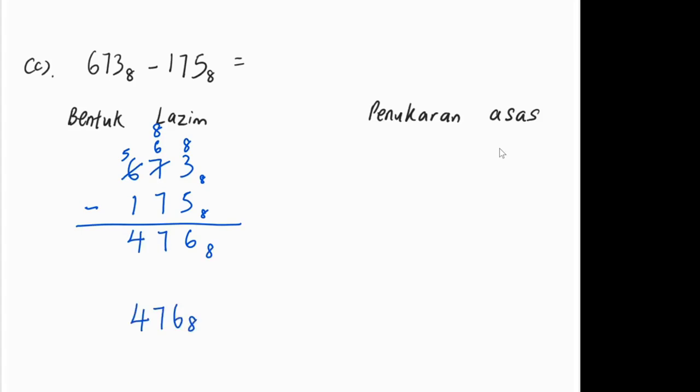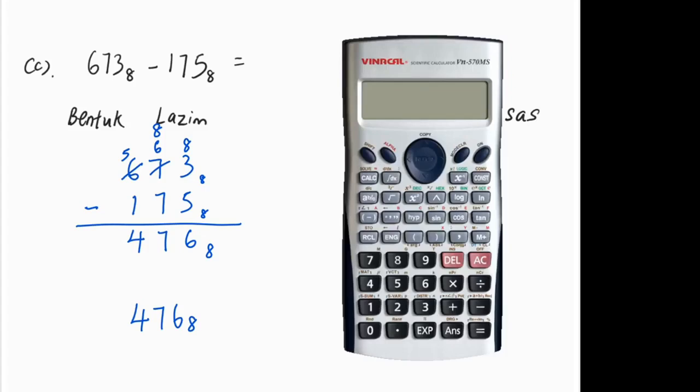Jadi sekali lagi kita boleh gunakan kalkulator untuk semak jawapan kerana asas 8 tu dapat disemak dengan kalkulator. Jadi sekali lagi tekan on. Jadi tekan mod 2 kali. 3. Selepas tu kita kena tekan off iaitu untuk asas 8. Jadi anda akan nampak O. Jadi tekankan 673 tolak dengan 175.